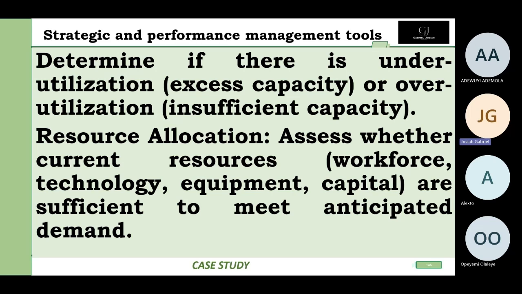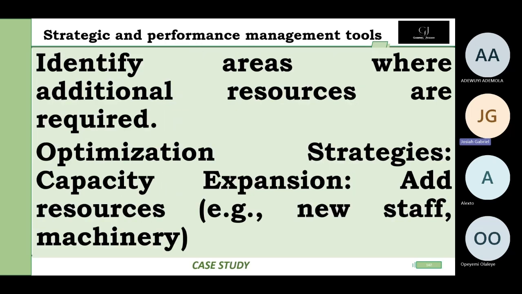equipment, fixed and production equipment, capital resources are sufficient to meet anticipated demand. So resource allocation is very important in business capacity analysis. And identifying areas where additional resources are required is key.